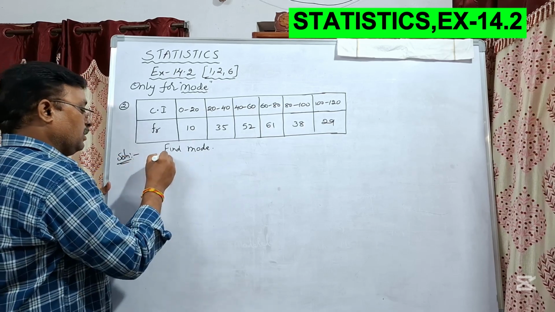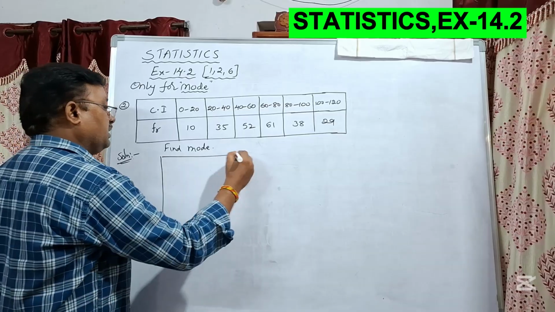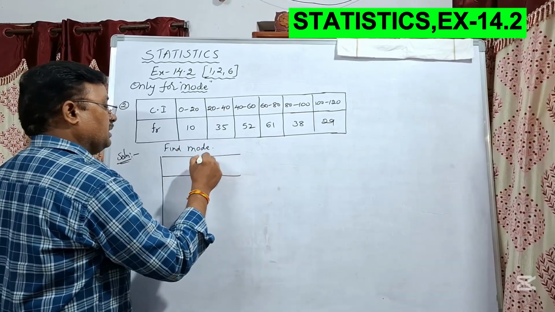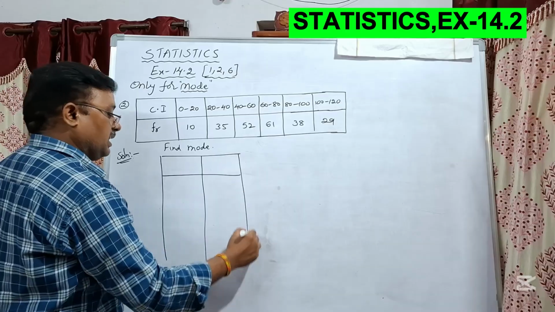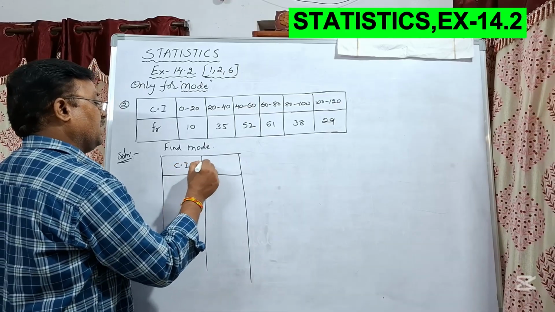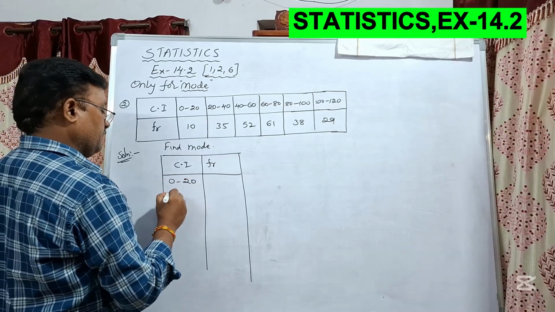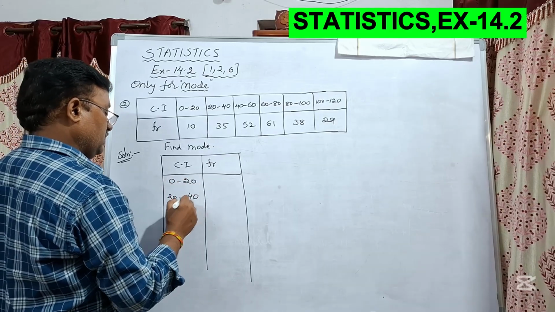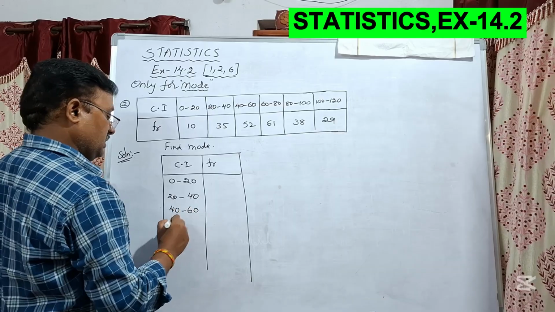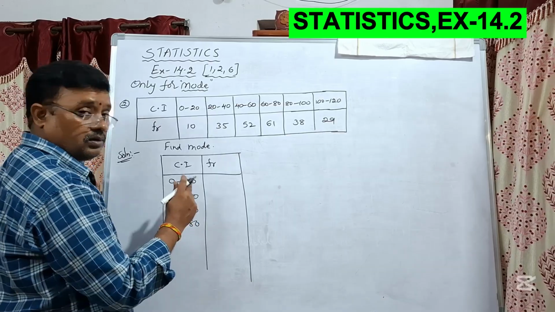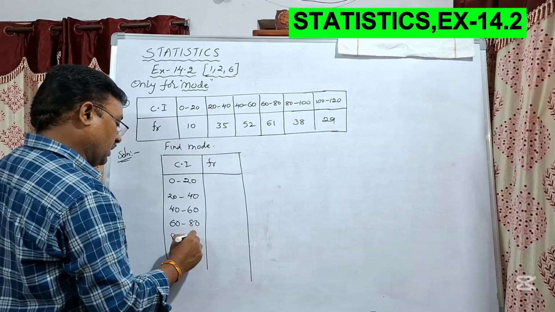Prepare the table. No extra columns are required. Two columns are enough for us, the class intervals and the frequencies. The class intervals are given as 0 to 20, 20 to 40, 40 to 60, 60 to 80, 80 to 100.